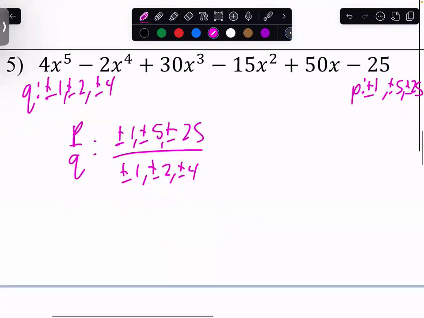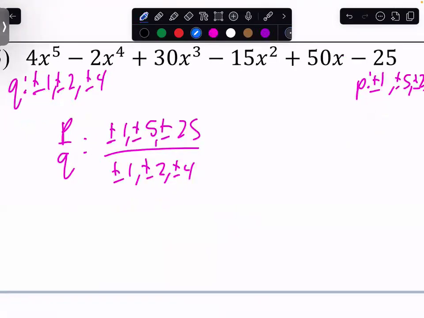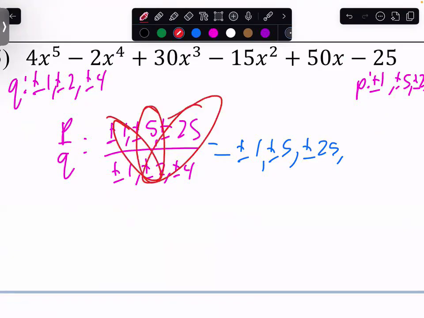Now we need to do every possible pairing of one numerator and one denominator. I would start with 1/1 is 1, 5/1 is 5, 25/1 is 25. I've paired everything up with the first denominator. Now I go through and do the second denominator. So 1/2, 5/2, 25/2.